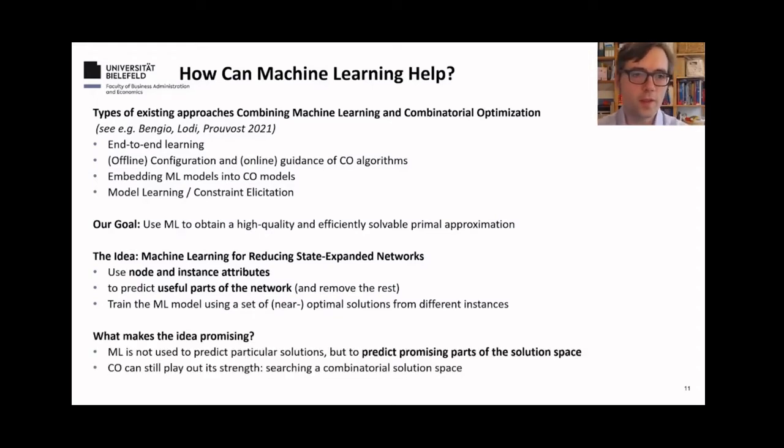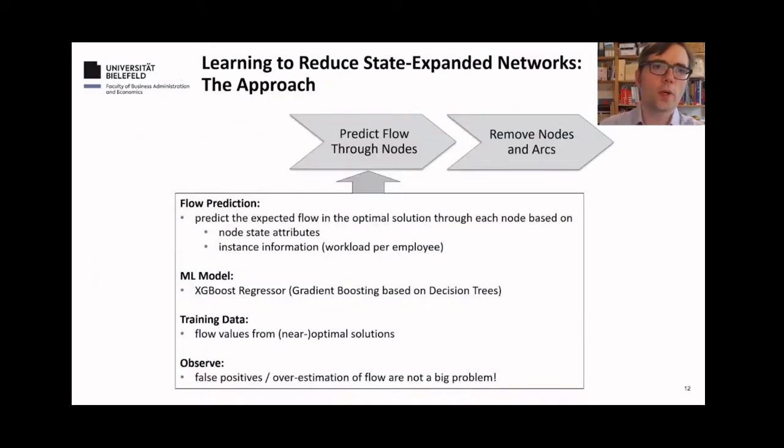Why do we think that this idea is promising? We think it is promising because machine learning is not used to predict a particular solution, but only to predict promising parts of the solution space. This leads to the insight that combinatorial optimization can still play out its major strength, namely searching a combinatorial solution space. Let's go into our approach in some more detail.